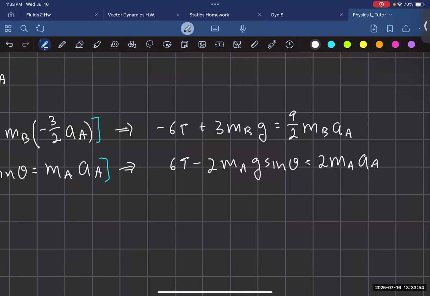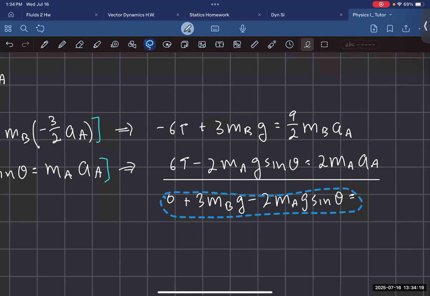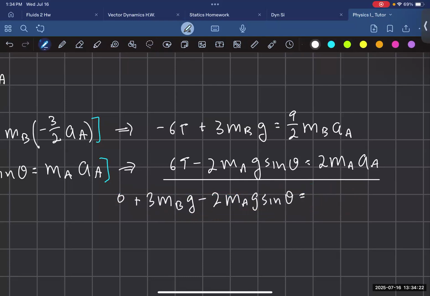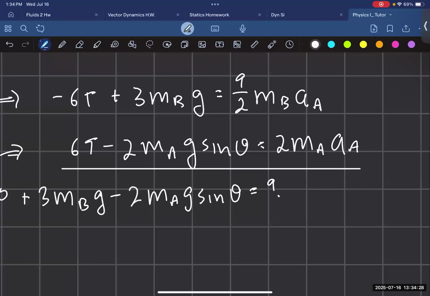Now, we can just add these two equations algebraically. Negative 6T plus 6T is going to be equal to 0. We're going to get plus 3 mB g minus 2 mA g sine theta. Now, this is a technique that should have been taught to you guys in college algebra. Maybe with simpler coefficients, but it should have been presented to you. Plus 2 mA times the acceleration of A.